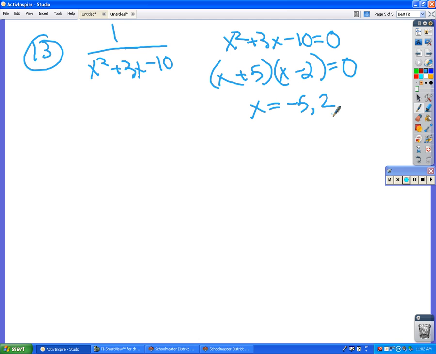I changed it on the quiz, so it'll say, is that removable or non-removable? Do I have to say if it's removable or non-removable? Non-removable. Okay. Next one is already factored for you.